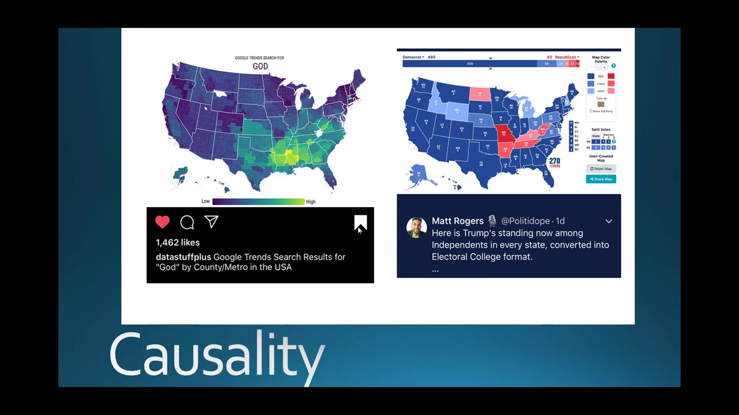The first one on the left is looking at Google Trends for the search of God by country or metro area. You can see this pattern where there are lighter greeny, yellowy colors all in the south and then wrapping up around the corner of Missouri into Oklahoma and Kansas. This is showing an increase in Google Trends for the search of God.